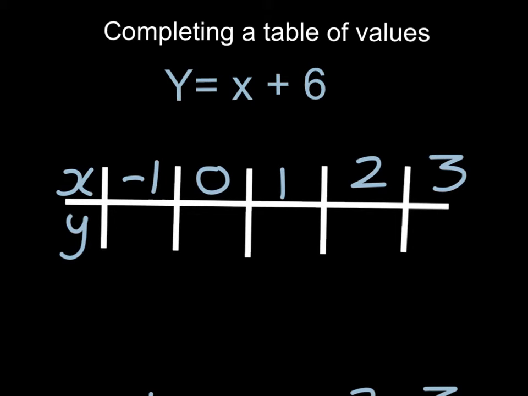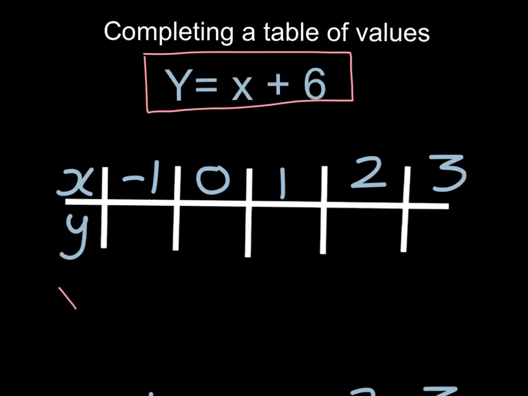Okay, so completing a table of values. You could be given a question which tells you in words the y coordinate, this is all graph related. The y coordinate is equal to the x coordinate plus 6. So you just need to find the x coordinates and add on 6 to get your y coordinate.